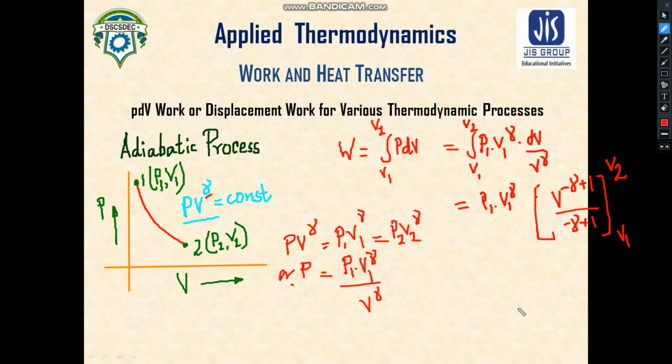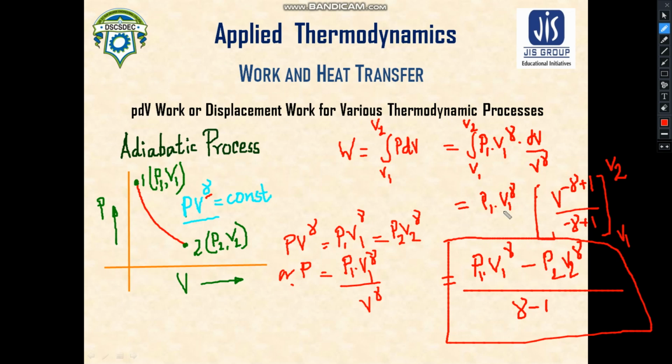Ultimately the result will be P1 V1 to the power gamma minus P2 V2 to the power gamma by gamma minus 1. The calculations regarding this are your assignment. You need to do it by yourself and find out how this result comes from this step. This is your job to do.